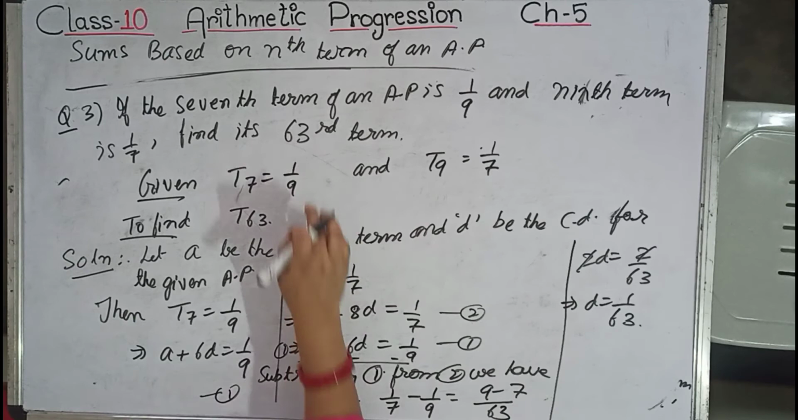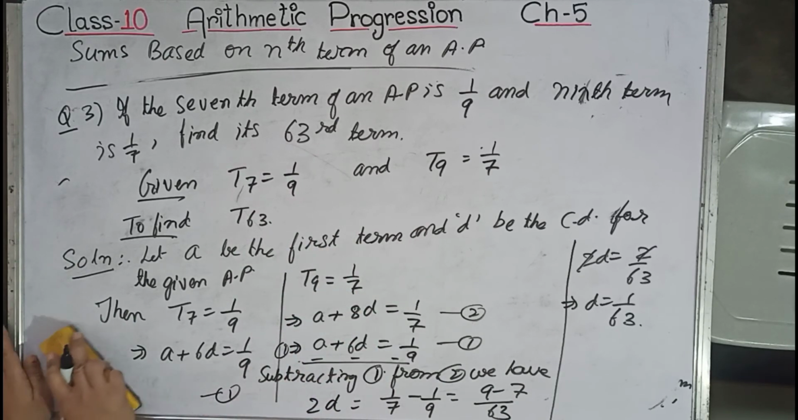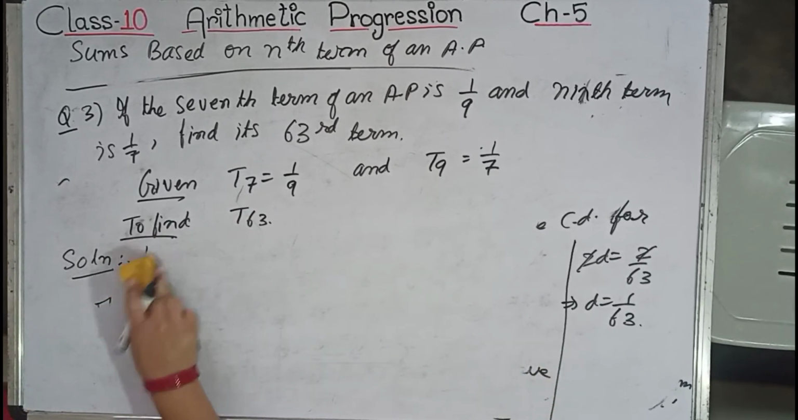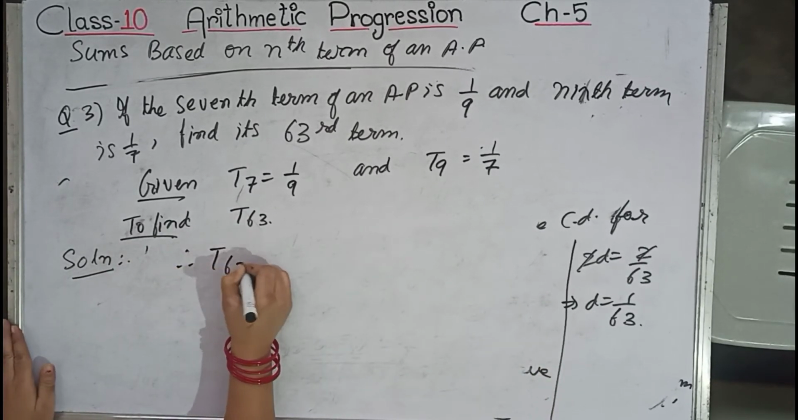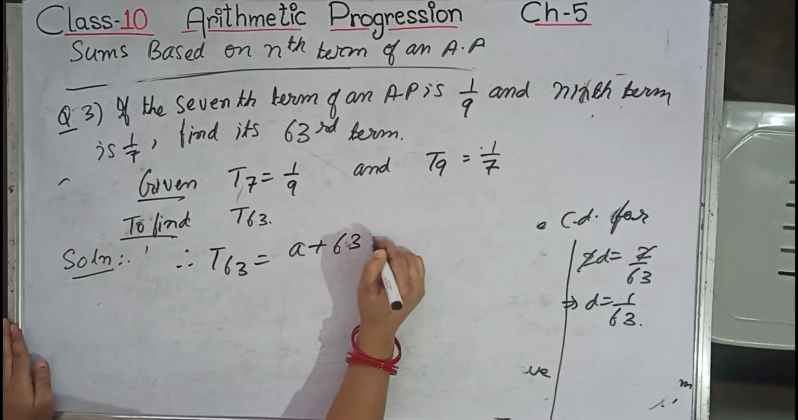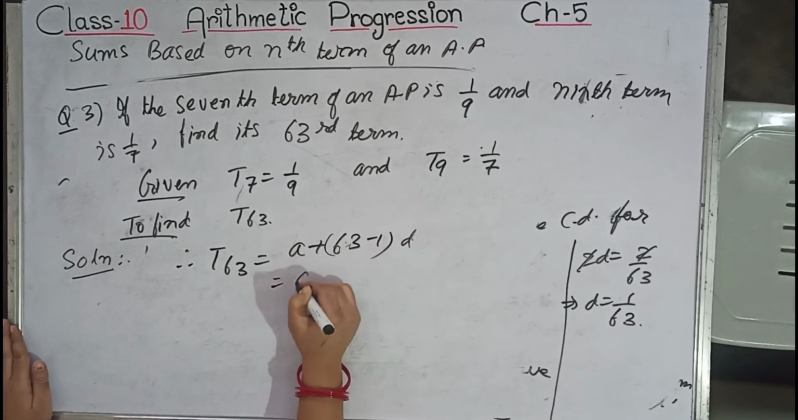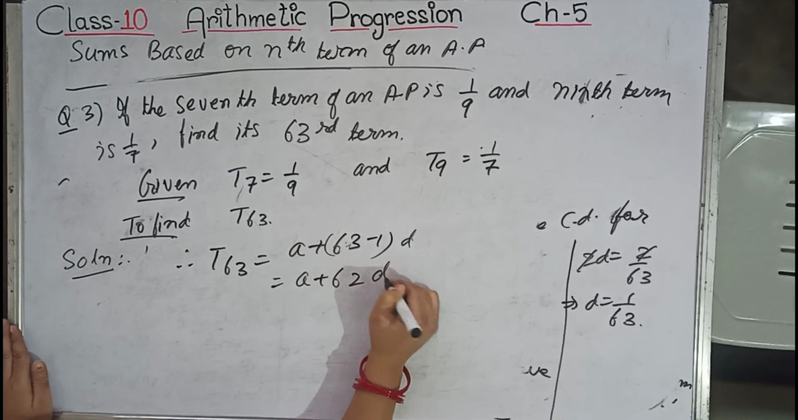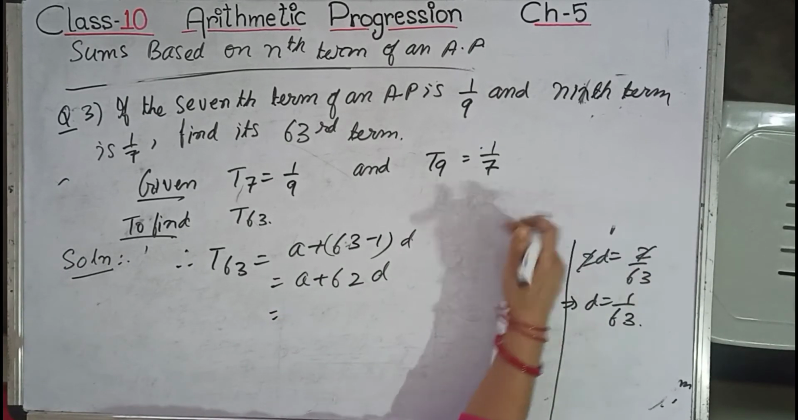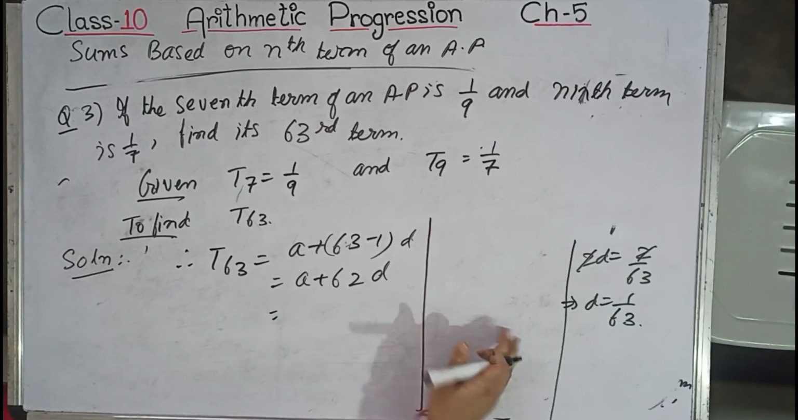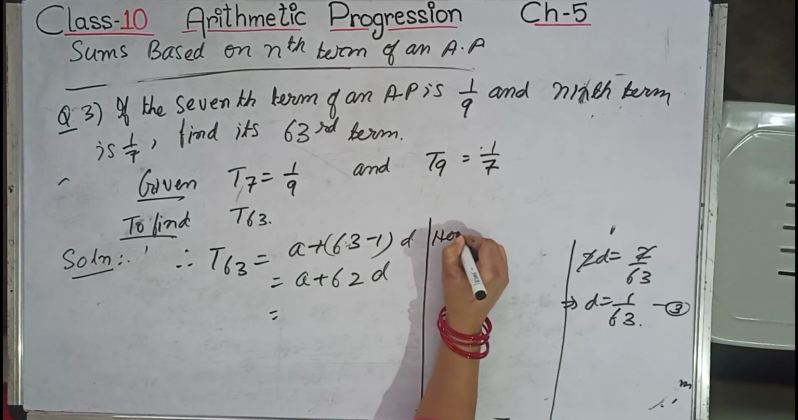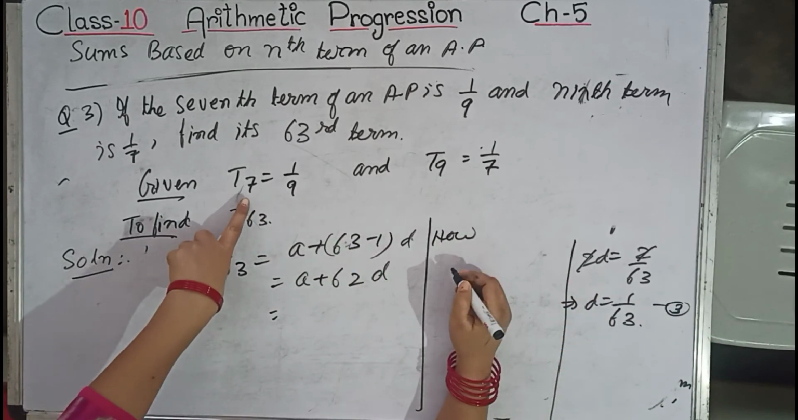What is asked? 63rd term. So therefore T63 is equal to A plus (63 minus 1) into D, which equals A plus 62D. Now I have calculated D, so I have to calculate A as well. So before this I need A as well. This will be equation number 3. Now from any of these values we will be calculating the value of A.